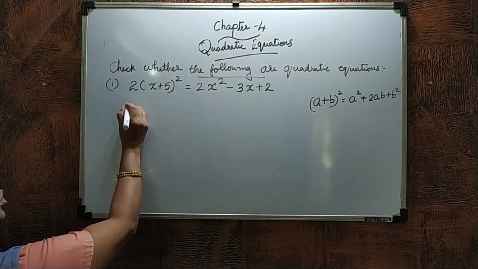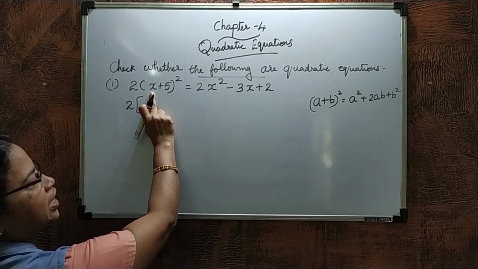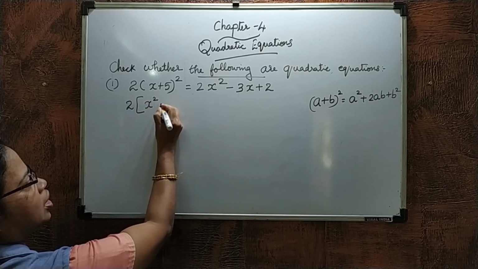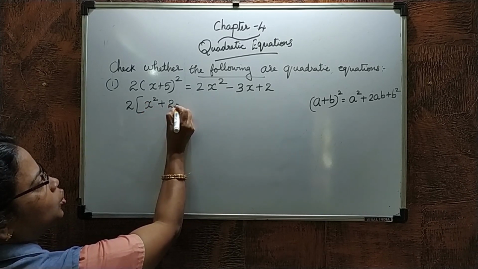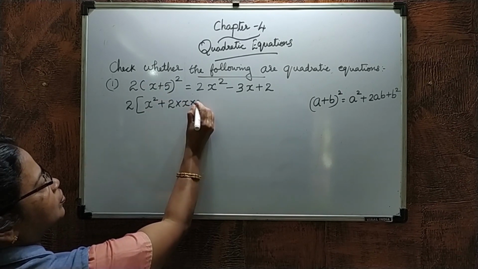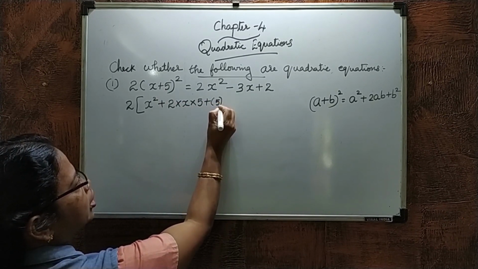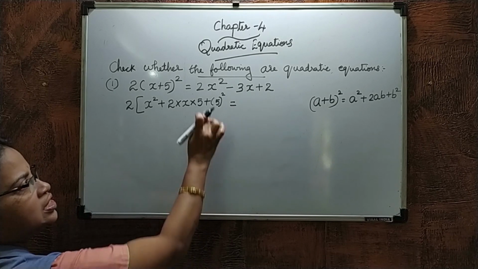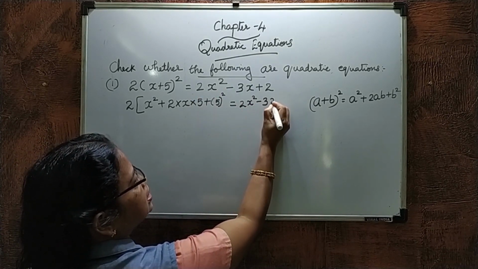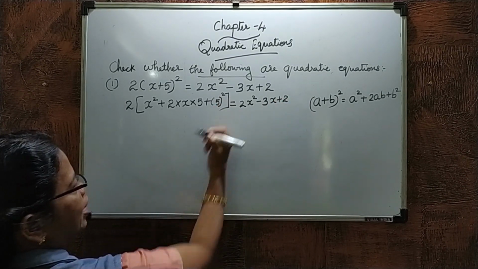Now here we will do 2 into a square. Here a is x, b is 5. So a square means x square plus 2ab, 2 into a means x, b means 5, plus b square, it is 5 square, equals, same thing I am going to write here, 2x square minus 3x plus 2. So here we have to close this bracket.